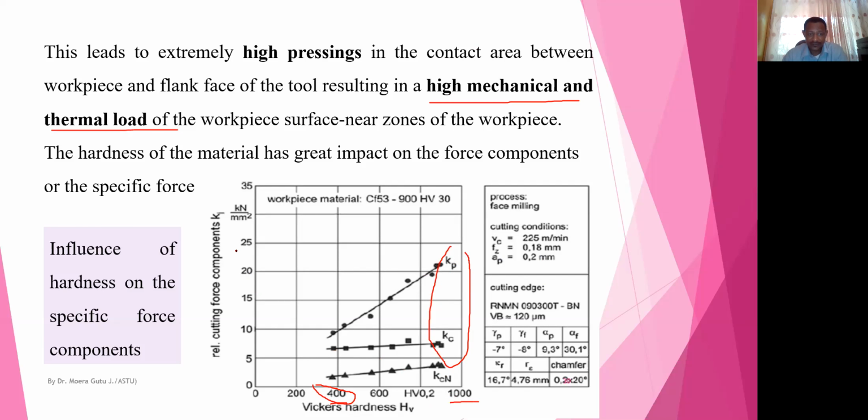So the cutting force components increase with the Vickers hardness number. These are the results of the experiment. These are the experiment parameters when they are machining the component, with rake angles and other important angles. The Rz is the surface finish, f is feed rate, vc is cutting speed, and the obtained surface finish.